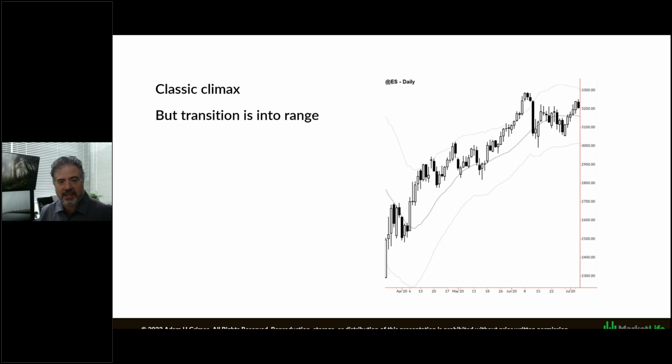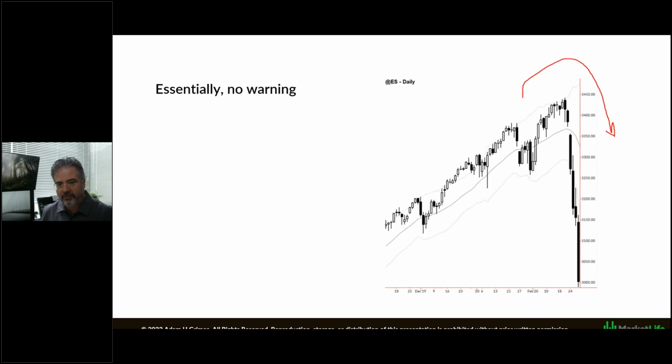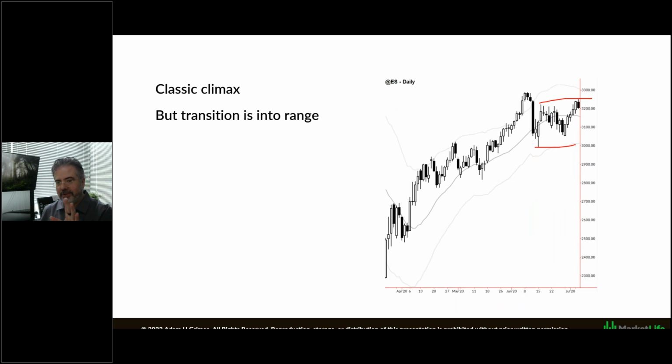Here is another classic climax, little parabolic-ish move. And in fact, you did get the parabolic collapse there, a little trend reversal, but not much of a trend reversal because it just transitioned into a range. So point being, if you're playing for this kind of move all the time, you're much more likely when you win to get something like this. You just gotta plan for that.